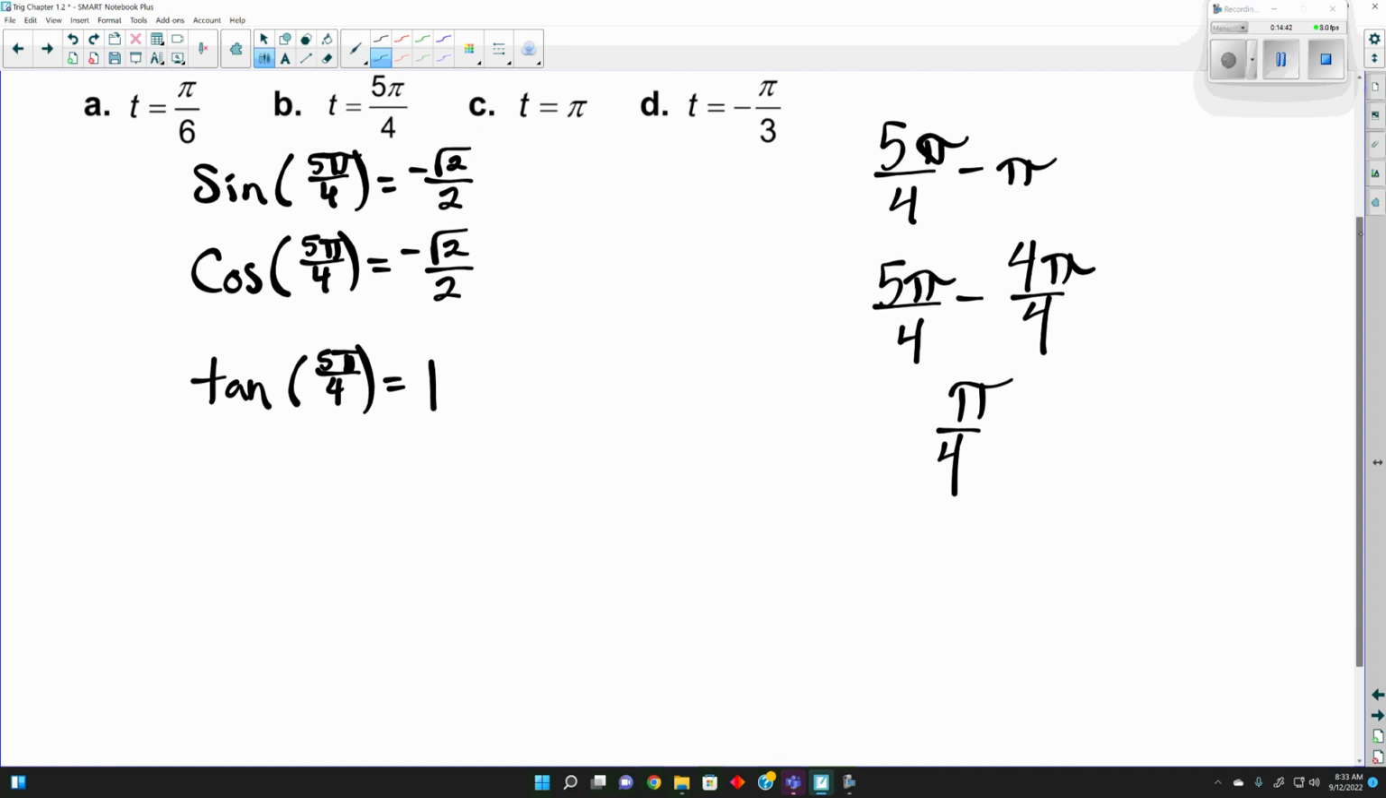Let's go on and finish this one up here. So we'll look at the rest of this one here. So we found sine, cosine, and tangent. Those weren't too bad. Secant, cosecant, and cotangent are just flipping it. So for secant of 5 pi over 4, really we're taking cosine and flipping it over, which would give us negative 2 over the square root of 2.